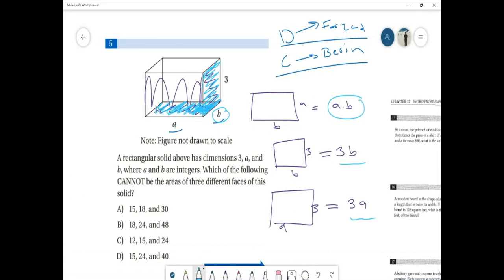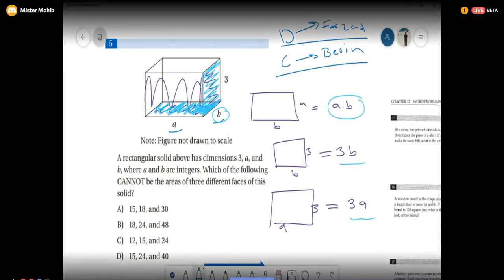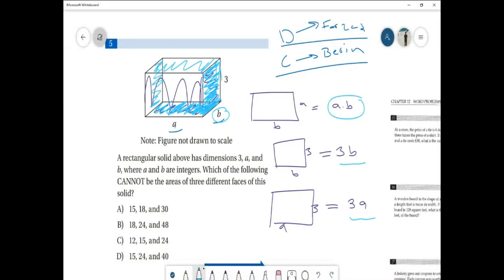And about this one, from here I can find A is equal to 4, and B is equal to 5. When I multiply this, will it give me 24? No, it's not giving me 24. So this is wrong, and this is my answer.